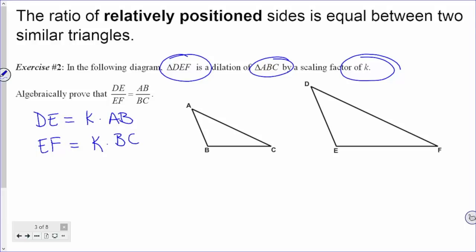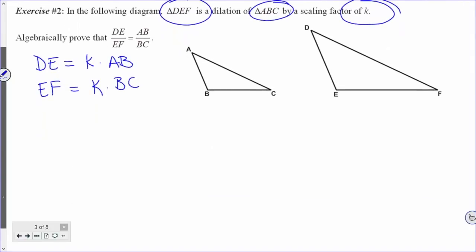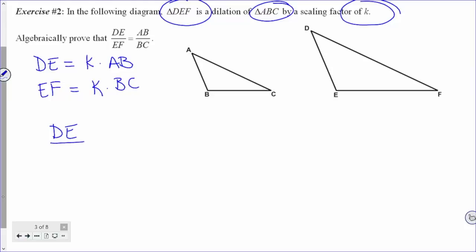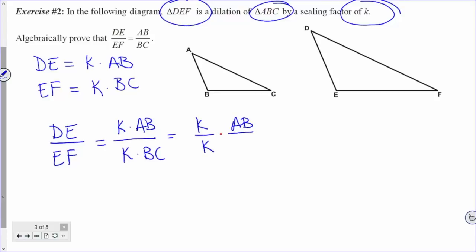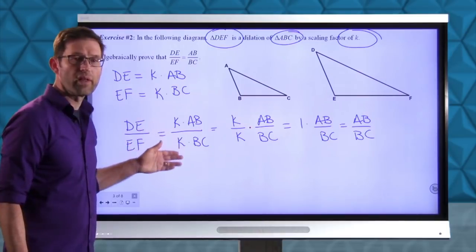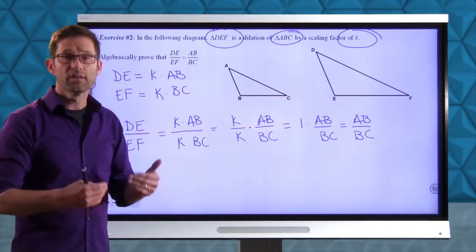So now, if I simply do DE divided by EF, I get k times AB divided by k times BC, and that's k divided by k times AB divided by BC. And then the k divided by k is just 1 times AB divided by BC, and there we have it. Now, what you can really think of this as is that the k is sort of like a constant that you divide out to simplify the fraction.